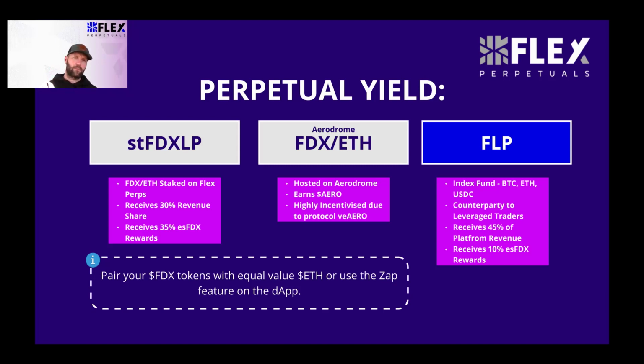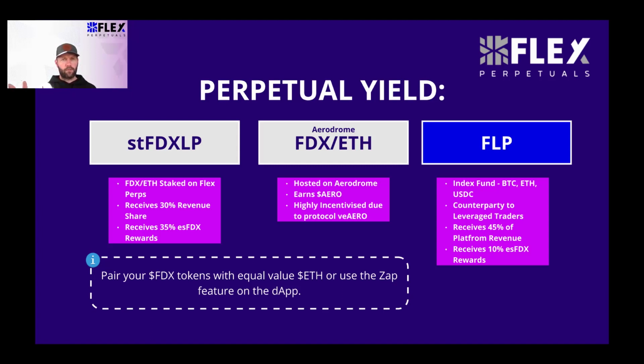And just to be clear, that doesn't mean 65% APR, okay? It's 30% of the revenue, which is divided then amongst the TVL, the total value locked inside this LP. And so that APR will depend on what the revenue is, but it's getting 30% of the overall revenue. Just wanted to be clear on that.